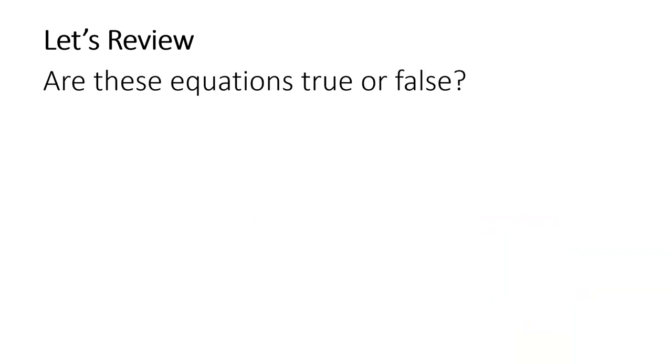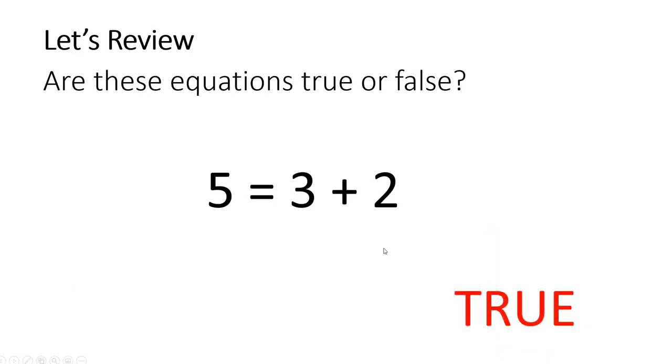So I always like to start with a review. So let's think way back. Are these equations true or false? Shout out at the screen. 5 equals 3 plus 2. True. 5 is on one side. 3 plus 2 is on the other side. 3 plus 2 is equal to 5. Remember, both sides of the equal sign have to have the same value.